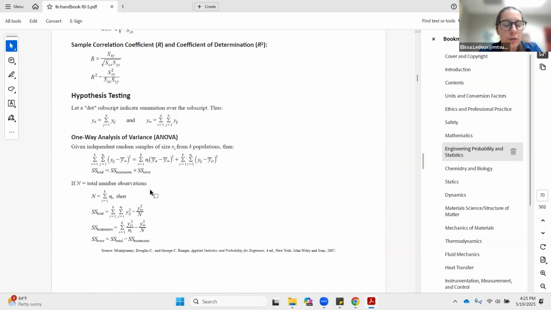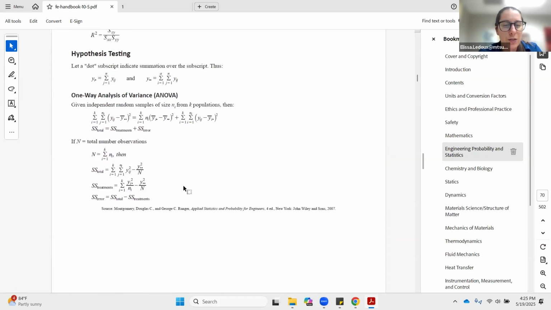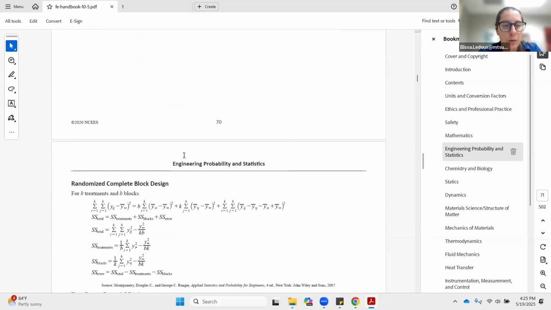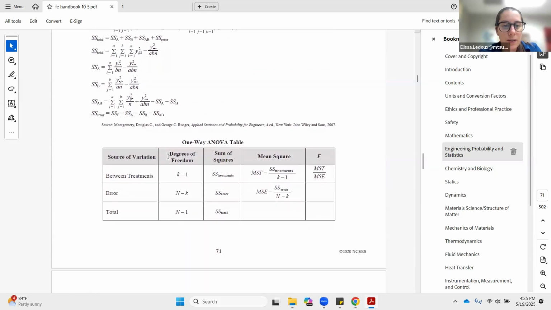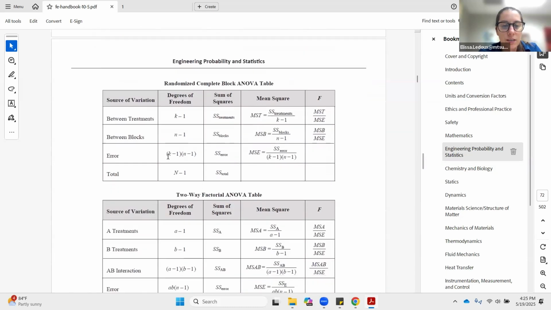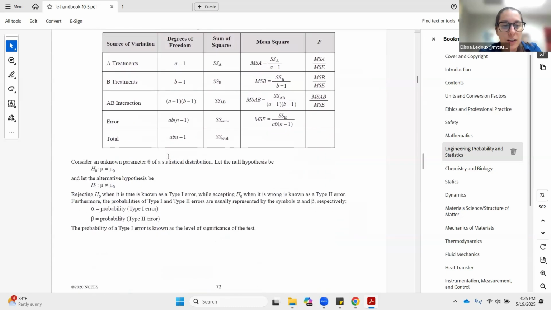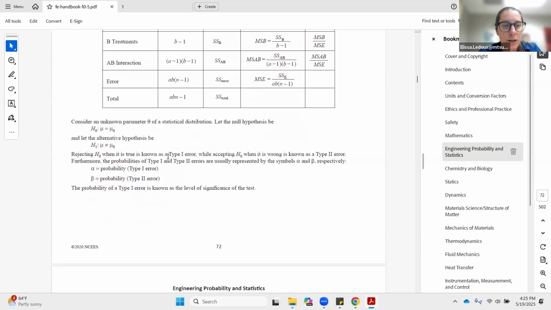So then there are a few other little statistical things, hypothesis testing, ANOVA. Those are generally more advanced stuff that they probably won't ask you too much about. Same thing with all of this. It's there if you need it, but I wouldn't stress over it.